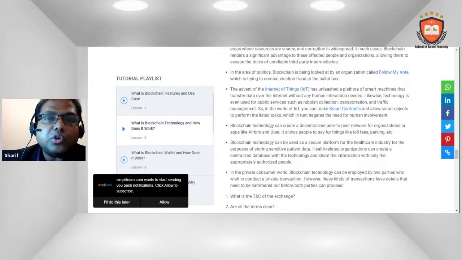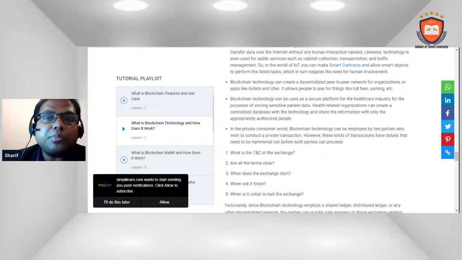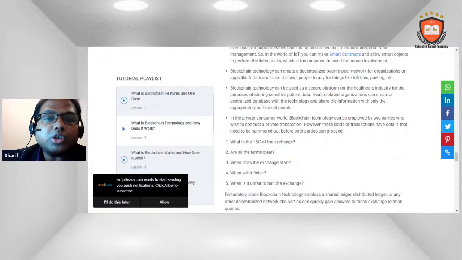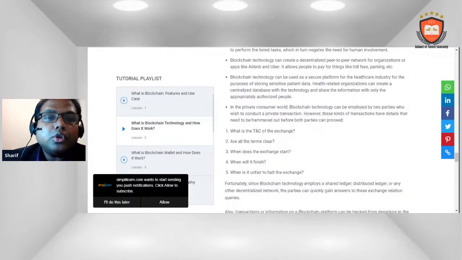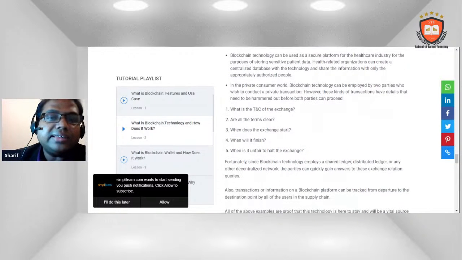The advent of IoT has created the potential for smart machines that transfer data over the internet without any human interaction needed. Blockchain technology can create a decentralized peer-to-peer network for organizations. Blockchain technology can be used as a secure platform for the healthcare industry for storing sensitive patient data. In the private consumer world, blockchain technology can be employed by two parties who wish to conduct private transactions. So what is the exchange?